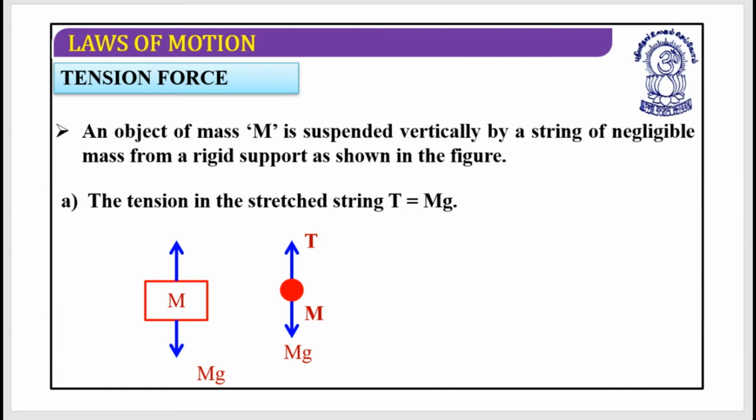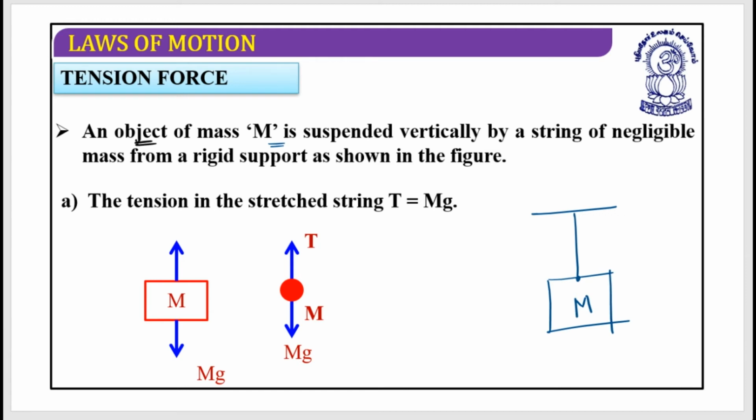Let's look at this. An object of mass m is suspended vertically by a string of negligible mass from a rigid support as shown in the figure. This is the situation: from a rigid support a mass m has been attached with a string, and that string has been connected with, let's suppose, a ceiling.